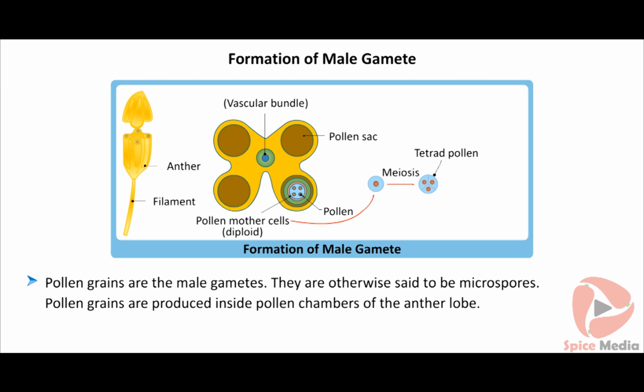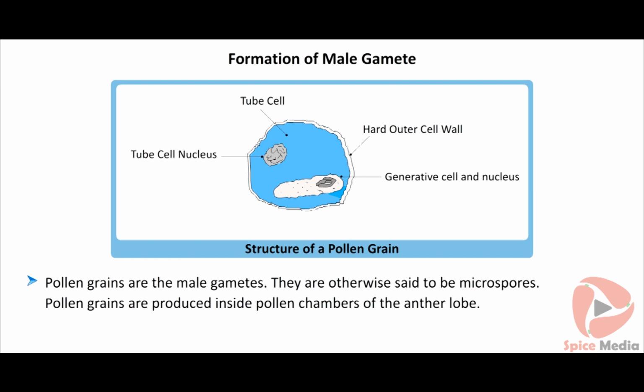These pollen cells secrete a wall layer around them, segregate and become 4 pollen grains. Thus, the pollen grains or microspores or male gametes are produced. Pollen grains are microscopic in structure and consist of a generative cell nucleus and a tube cell nucleus.